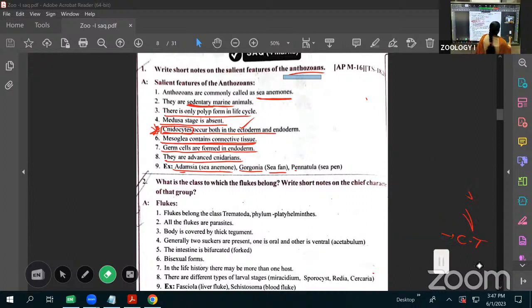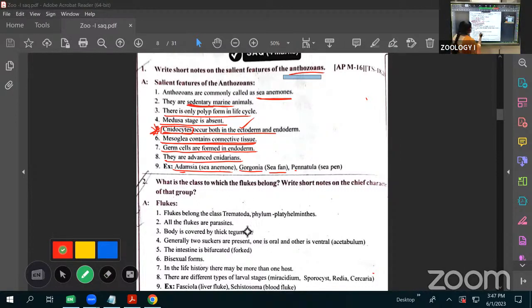Platyhelminthes. Under the Platyhelminthes, one important group is the flukes. Which class do the flukes belong to? Write the notes: this mainly belongs to the class Trematoda. Under the Platyhelminthes, the class is Trematoda. Liver flukes are of the class Trematoda. The phylum is Platyhelminthes.